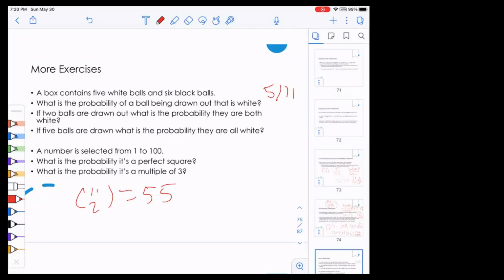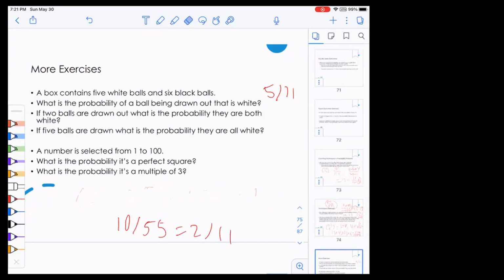And now we need to find the number of successful outcomes. So the problem's asking us for both of the balls being white. And we know there's 5 white balls, so we need to find the number of ways we can choose 2 from 5. So choose 2 from 5 is 10. Yeah, it's 10. And we divide the number of successful outcomes by the number of possible outcomes. So 10 out of 55 equals 2 out of 11. So yeah, that's the final answer for the second one.